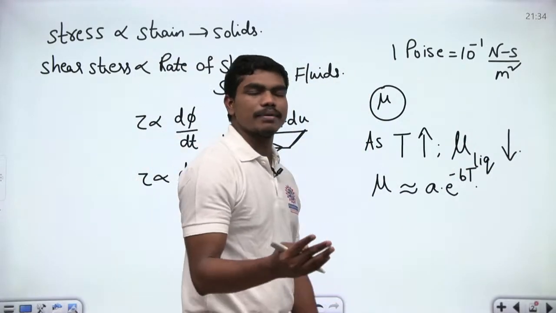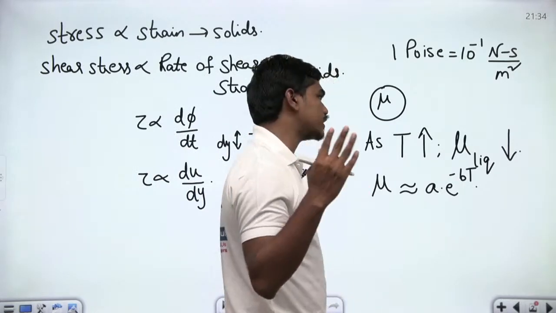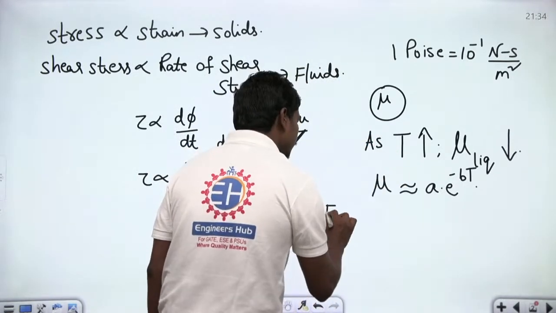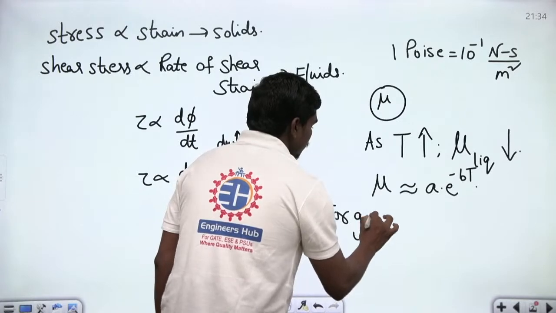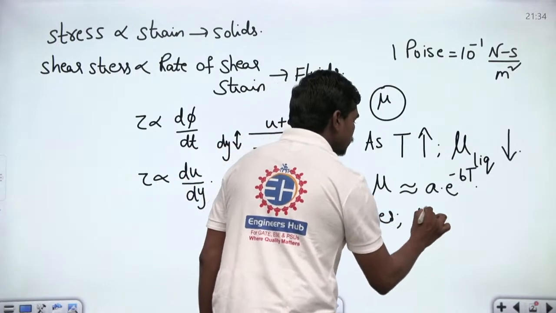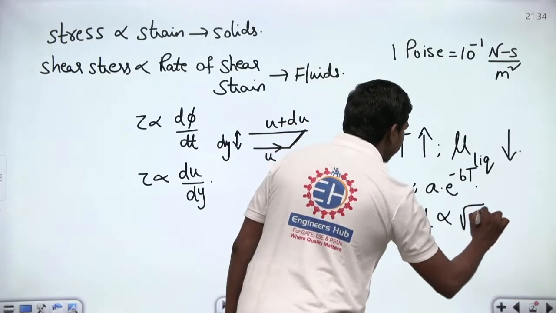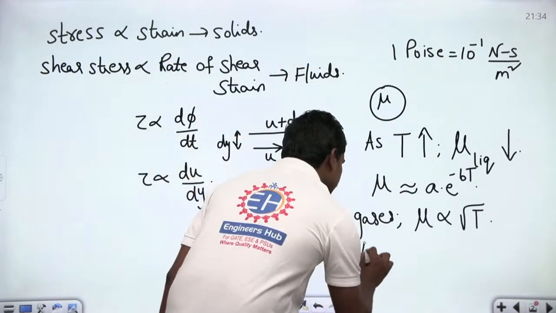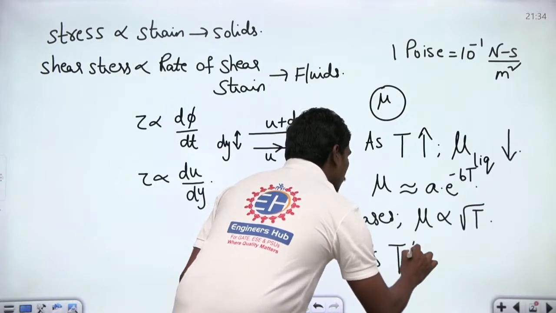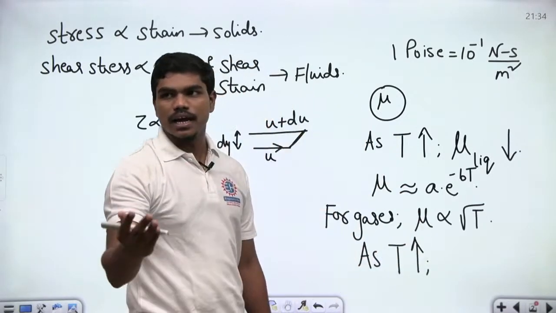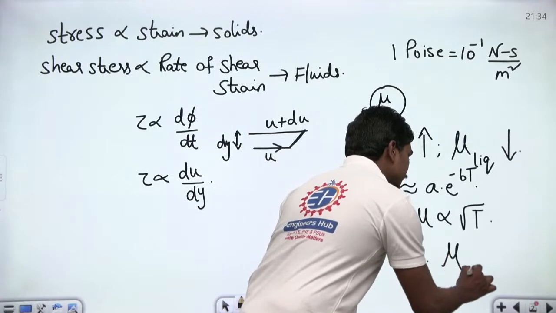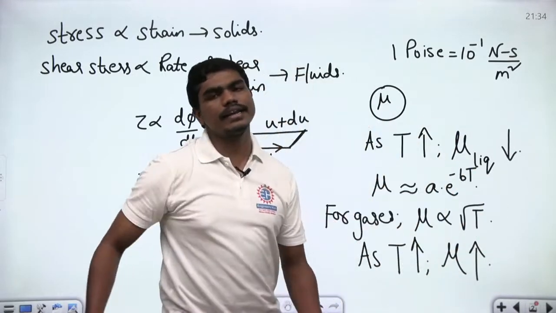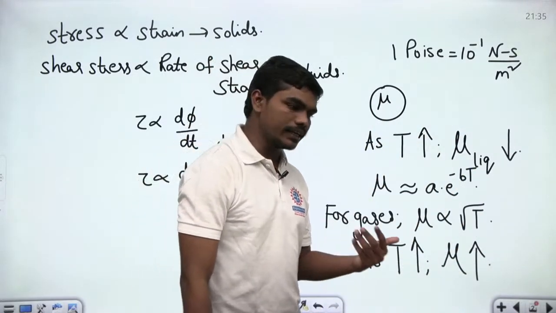The differences between dynamic and kinematic viscosity we also saw in yesterday's class. For gases, mu is directly proportional to the square root of t. This is what we have seen, correct? In gases, as your temperature increases, the molecular momentum transfer increases and your dynamic viscosity also increases, correct? This is what we have seen clearly in yesterday's class.